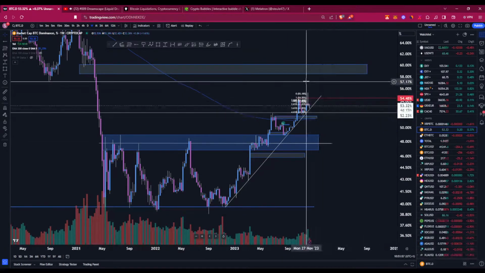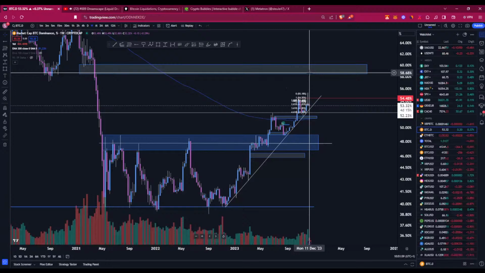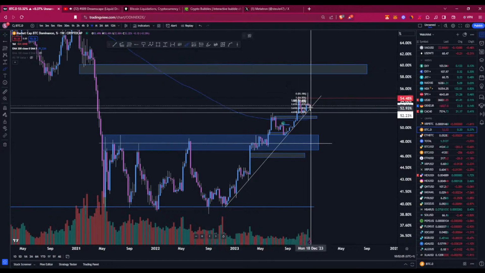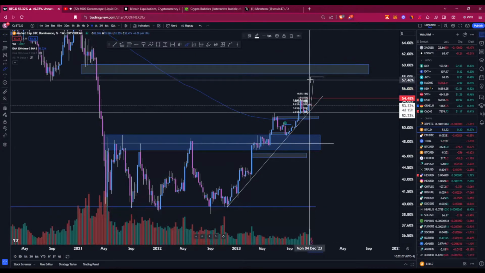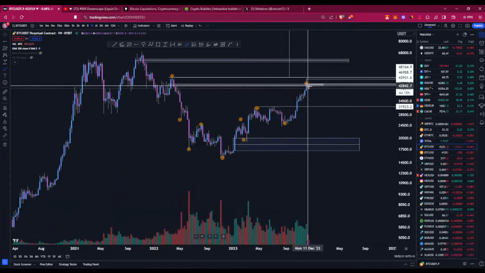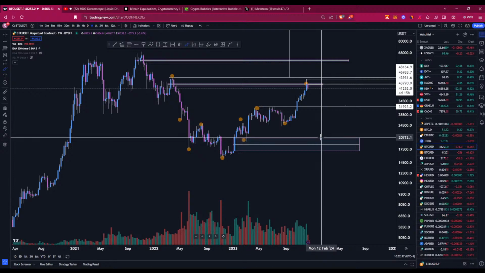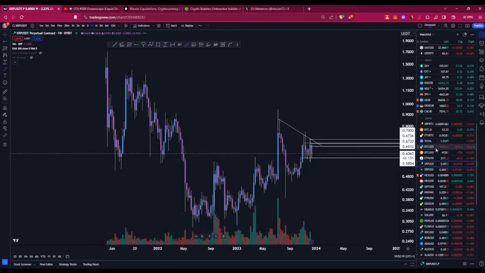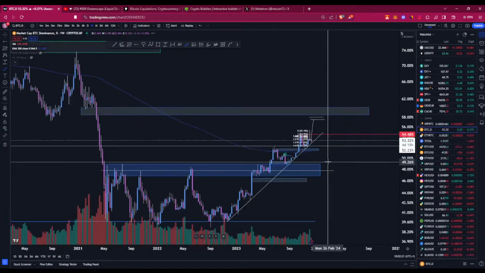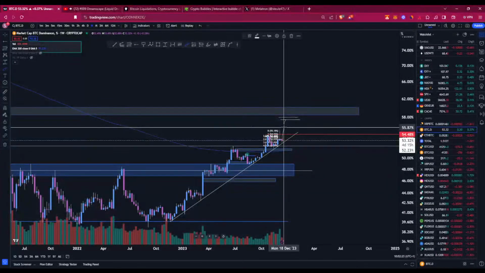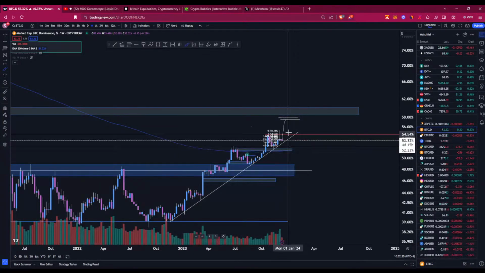So the higher the dominance goes, the more fragile the altcoins become, because let's say Bitcoin pumps to new highs in the dominance chart. If we see a crash coming in Bitcoin, that means Bitcoin will take down all the altcoins with it, okay? So before Bitcoin crashes, we need to see an altcoin push, okay? We need to see altcoins catching up.